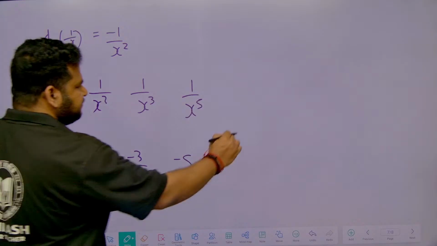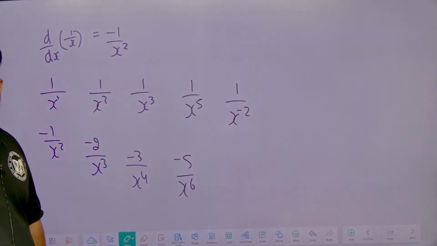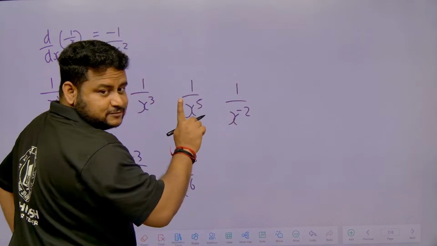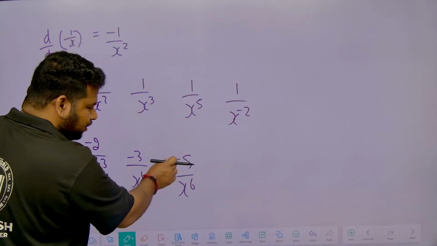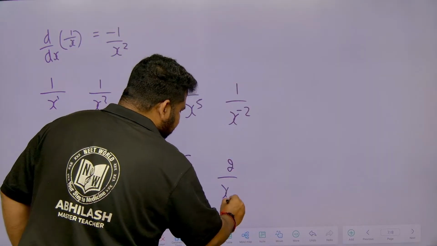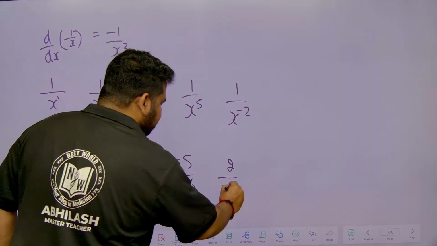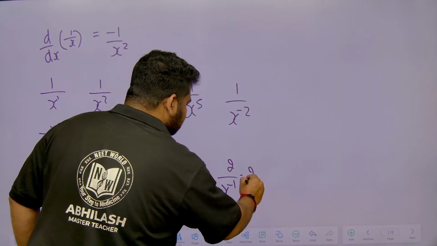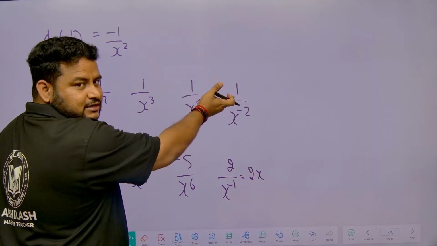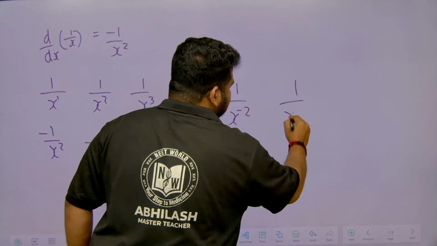Suppose we are having 1 by x to the power of minus 2. What can I write directly? Minus 2 will go up along with the minus. Minus 2 is there, but in the formula we are having minus, so it will become plus 2 by x to the power of minus 2 plus 1. Minus 2 plus 1 is minus 1. So I can write this as 2 into x. This basically you can take directly, it is x square. Derivative of x square is 2x.